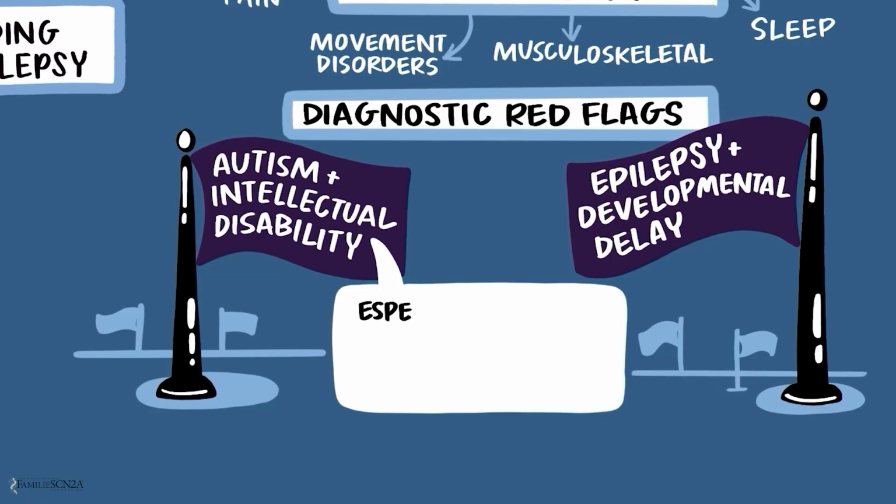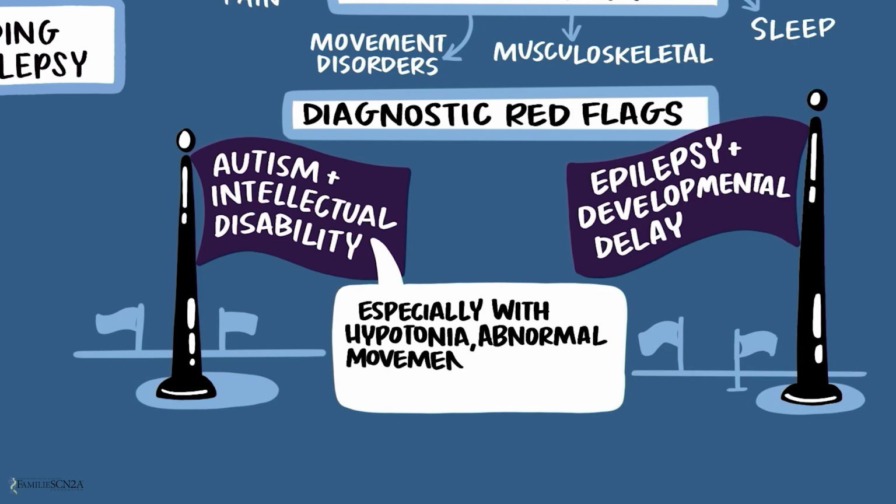On the neurodevelopmental side, SCN2A should be considered in children with ASD and moderate to severe intellectual disability, especially when accompanied by hypotonia, abnormal movements, or history of seizures or abnormal EEG.